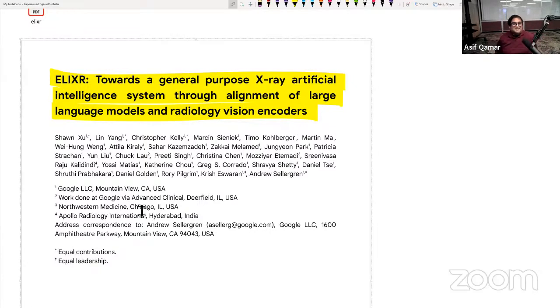So the title itself says a lot that pertains to our discussion: towards a general purpose X-ray AI system through alignment of large language models and radiology vision encoders. This word is important, guys. What was BLIP doing? BLIP was essentially creating alignment. BLIP and BLIP-2 were creating alignment between vision encoders, simply put, image encoders, if you remember, ViT, CLIP kind of thinking, and text, isn't it?